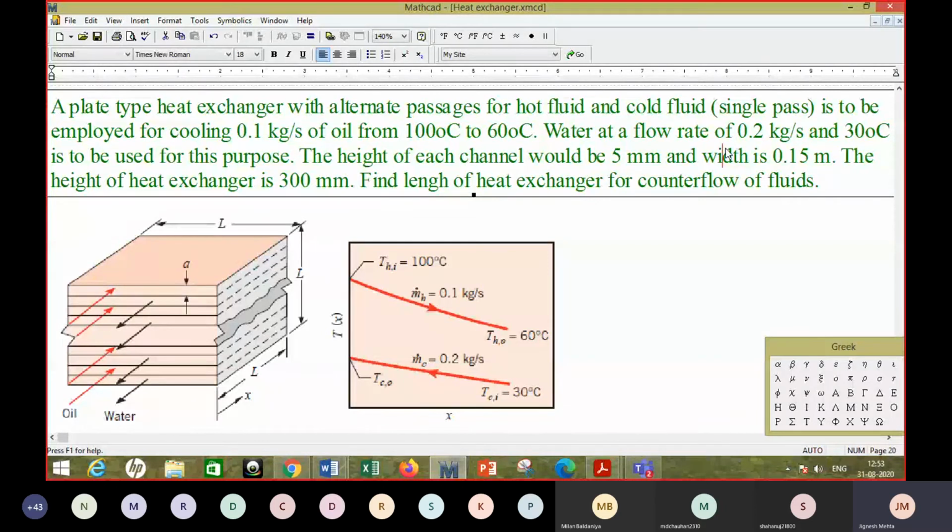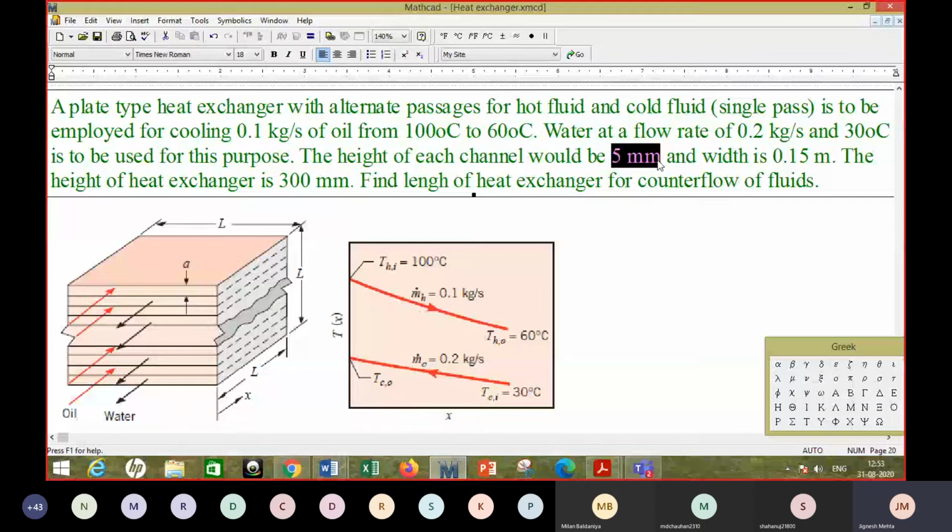So you don't want a very high temperature rise of water also, let's say. So you have to limit it, and so you have to keep it at 0.2. Okay, and the height of each channel is taken as 5 millimeters, right? Now, this can be varied. It can be anything like 10 millimeters or 5 millimeters or 3 millimeters or 2 millimeters.